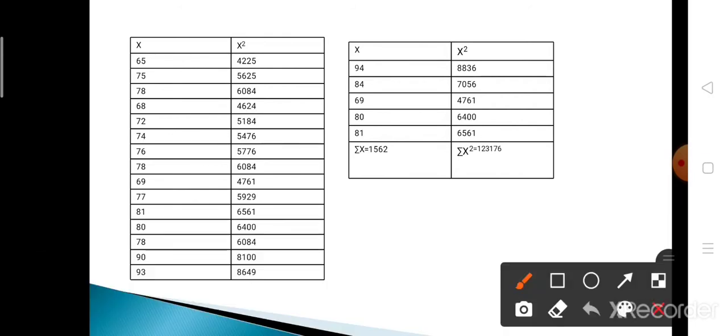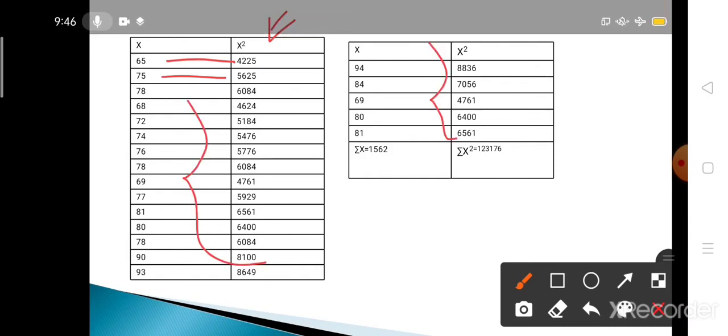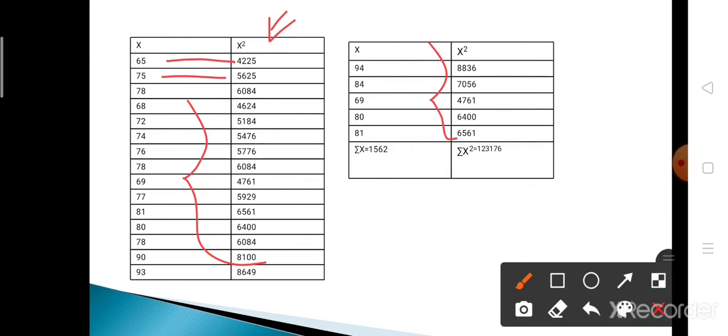For finding the value of s and x bar, we need the summation x and summation x square. So first make the column x square. What do we mean by x square? Just squaring the values of x. So 65 square is 4225, 75 square is 5625. Similarly calculate the remaining ones and calculate the total of the first and second columns. So summation x is 1562 and summation x square is 123,176.